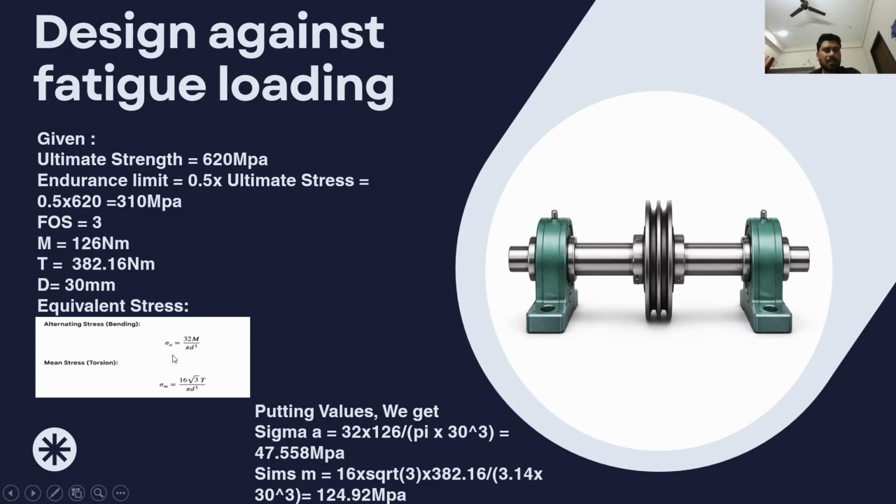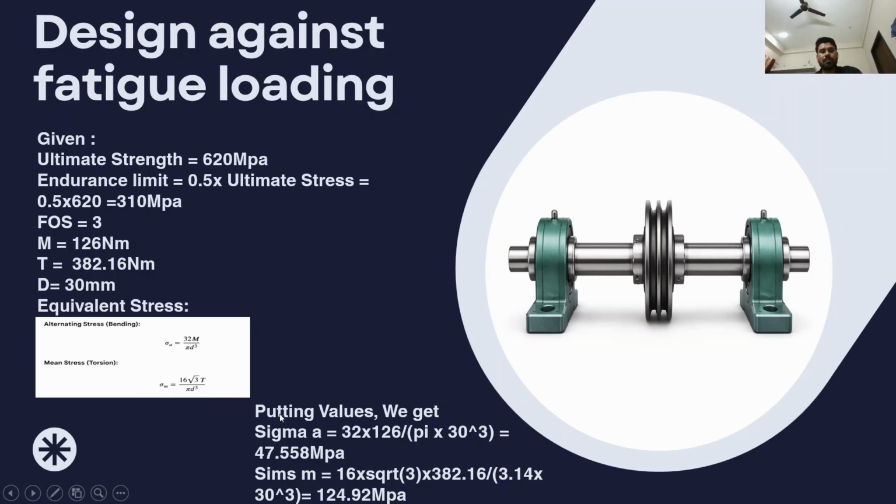Now if we solve for equivalent stress, sigma a equals 32 M upon pi d cubed. Since this is alternating, because the bending loads change in direction with every rotation, it is considered alternating stress. And sigma m, the mean stress, is created from the torque value, which is constant in direction, that's why it is taken as mean stress.